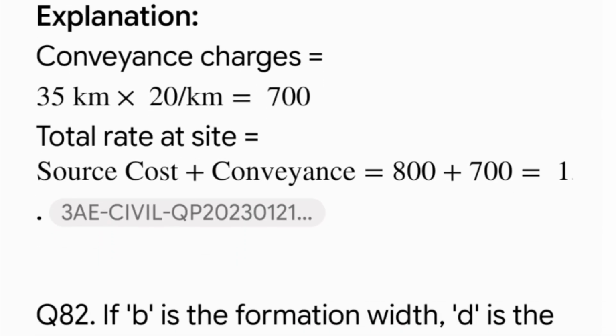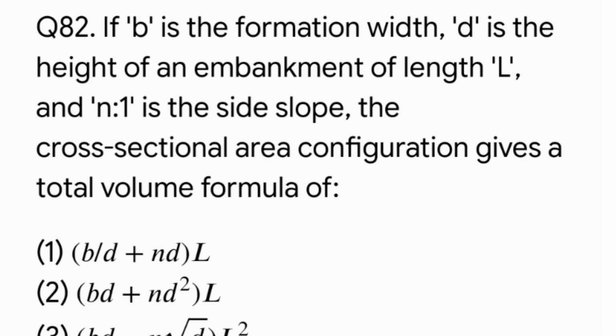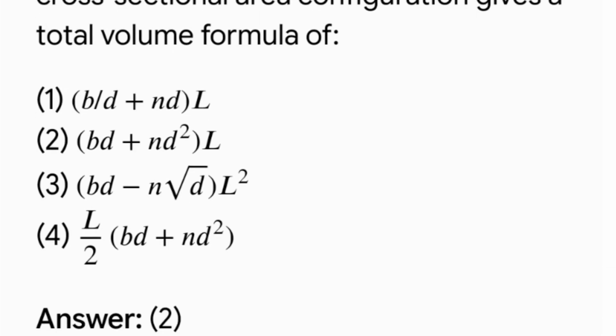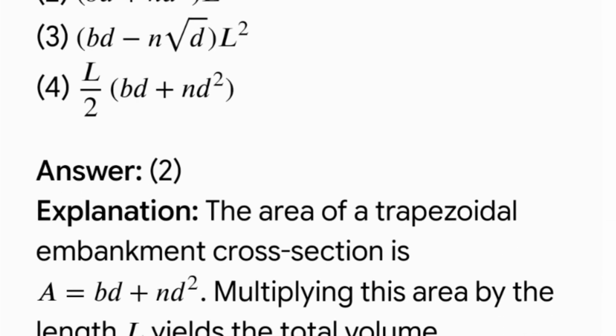Next question. If B is the formation width, D is the height of the embankment of length L, and n to 1 is the side slope, the cross-sectional area of configuration gives the total volume formula for, correct answer option 2, (BD + nD²) × L.